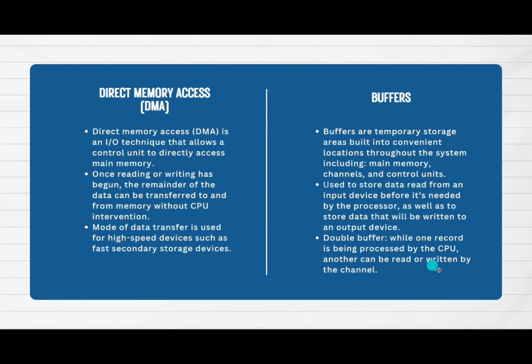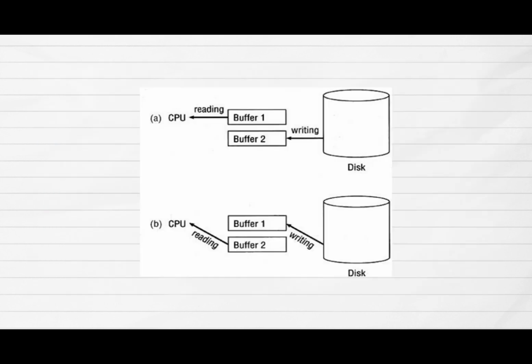Buffers are temporary storage areas built into convenient locations throughout the system, including main memory, channels, and control units. They are used to store data read from an input device before it's needed by the processor, as well as to store data that will be written to an output device. So, double buffering: while one record is being processed by the CPU, another can be read or written by the channel. So this is the figure about buffer.